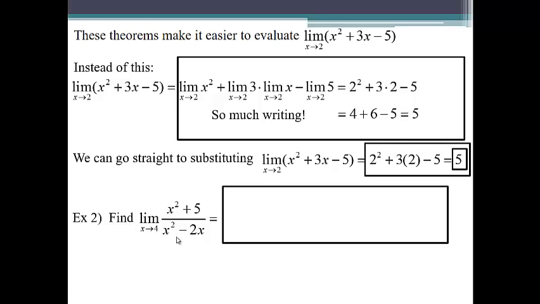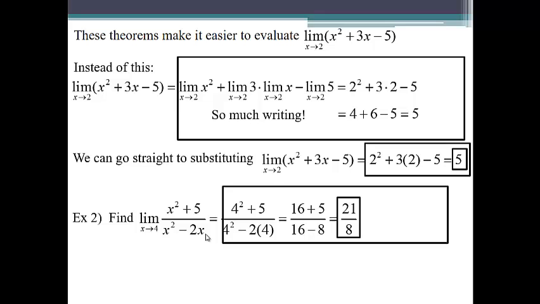Okay, so I would rather just straightforwardly plug in, see where that gets me. So I have 4 squared plus 5, and the denominator 4 squared minus 2 times 4, and that will yield 21 over 8. So look at that. That was a lot faster than taking them individually. That would have taken at least 4 or 5 times longer.